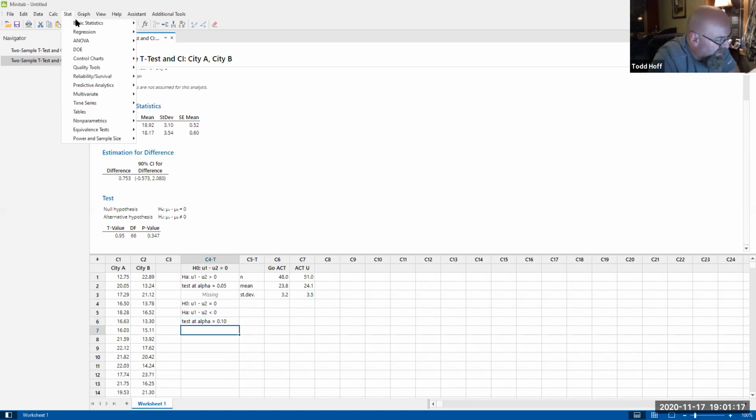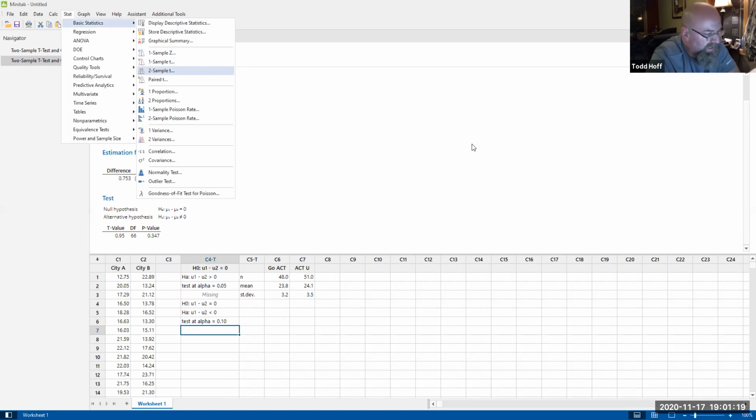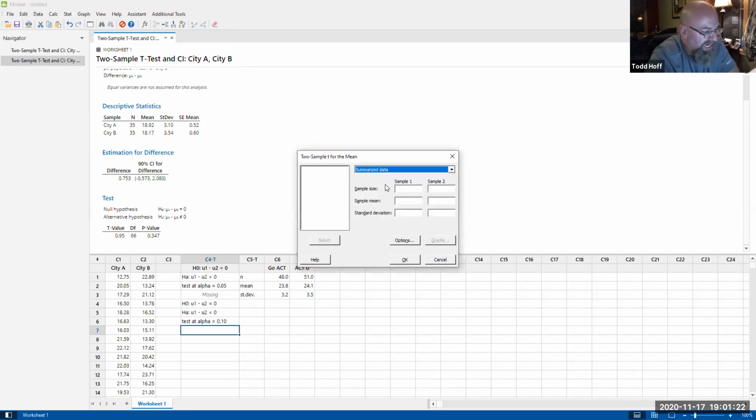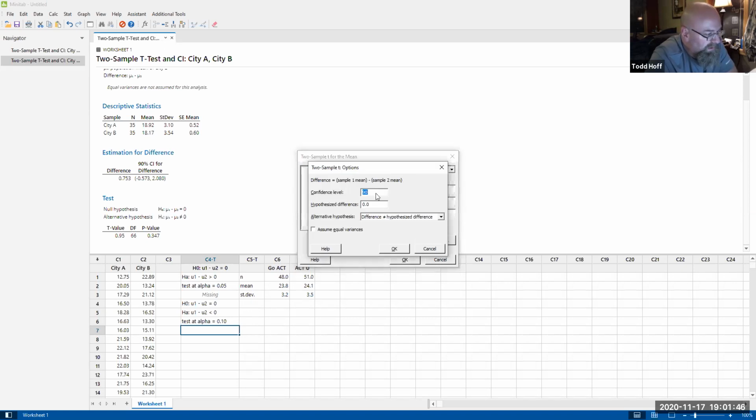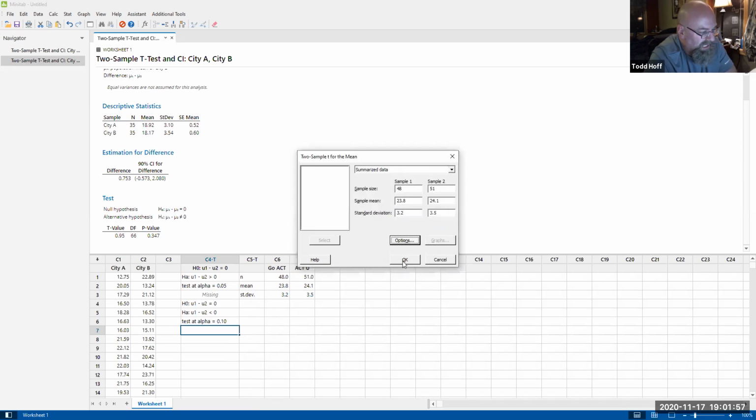So up here we go to Stat, Basic Statistics, 2-Sample t again. Now we got to select our input. We have summarized data. So our sample size here is 48. This sample size is 51. Mean of 23.8 and 24.1. Standard deviation 3.2 and 3.5. Let's select our options. This is going to be a 90% confidence level, alpha of 0.10, so 90%. Alternative hypothesis here is going to be less than. So select less than. We hit OK and go.